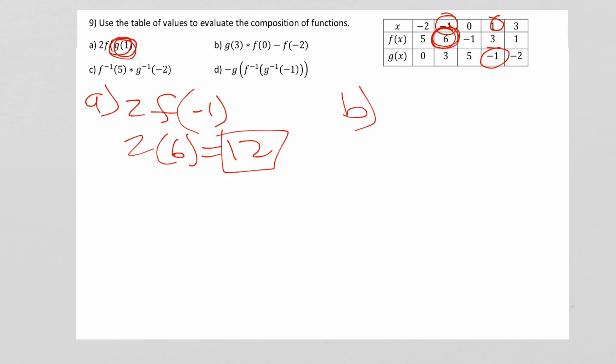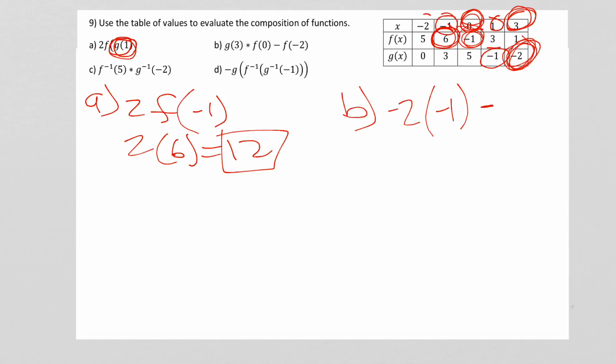What about B? B says g of 3. Well, go to the x value of 3. What is g? g has a value of -2. So -2 times f of 0. Go to the x value of 0. Find the value for f. -1, right there. Minus f of -2.